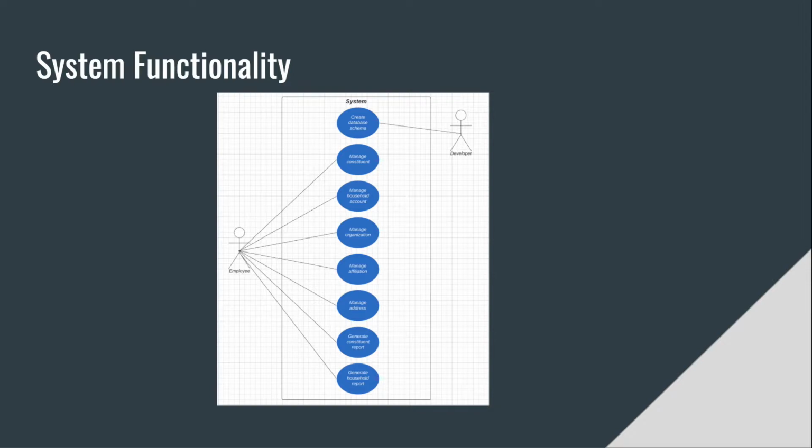Thank you, Brandon. As you said, I'll be covering our system functionality. During our sprints, we created custom objects of affiliation, address, constituent, household, account, and organization. Then we connected all of these within a database schema in Salesforce. After creating these objects, we are able to manage them, edit, create new ones, as well as create reports on actually all five of these objects, which is even more than the use cases that are presented on our slide right now.